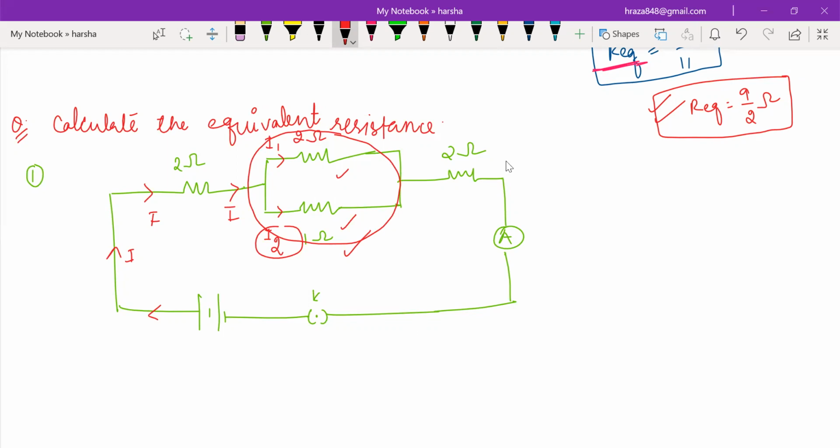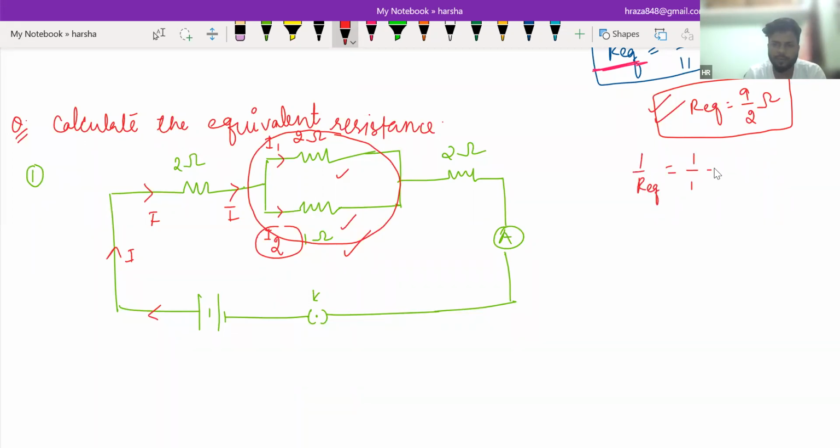Very good. Now just calculate this separately. So what will be the R equivalent? You can see R equivalent will be equal to 1 by 1 plus 1 by 2. And you can calculate it as take LCM 2 and it will be 2 plus 1, that will be equal to 1 upon R equivalent will be equal to 3 by 2 and take reciprocal so that R equivalent will be equal to 2 by 3.